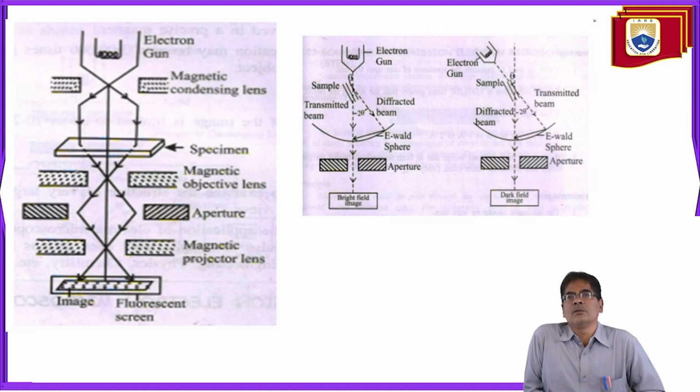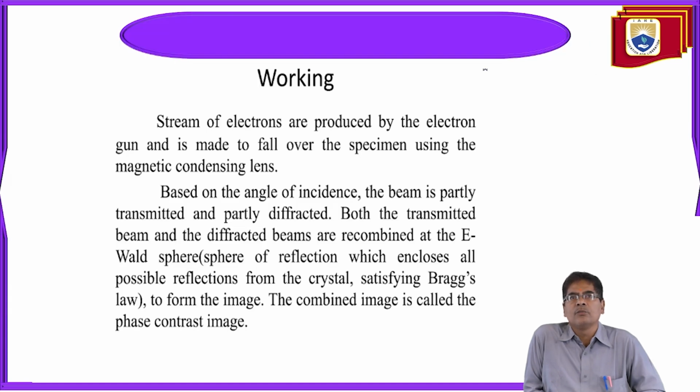So this is how the bright field and dark field images take place, right? Working: a stream of electrons is produced by the electron gun and is made to fall over the specimen using the magnetic condensing lens. Based on the angle of incidence, the beam is partly transmitted and partly diffracted. Both the transmitted beam and the diffracted beam are recombined at the objective lens.